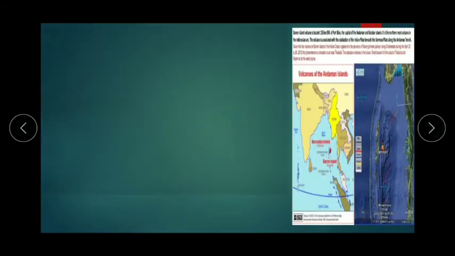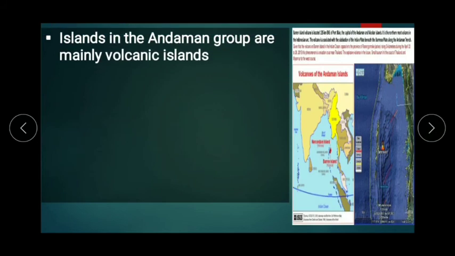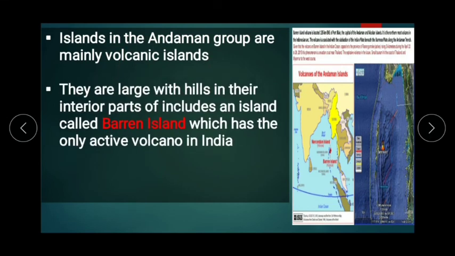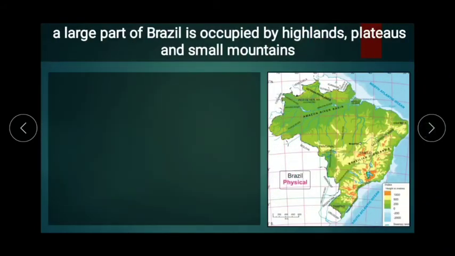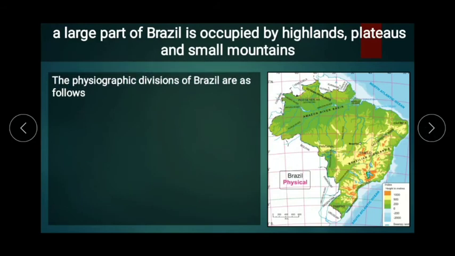Islands in the Andaman group are mainly volcanic islands. They are large with hills in their interior parts, and include an island called Barren Island, which has the only active volcano in India. There are atolls in the Nicobar group too. So this was all about the physiography of India.